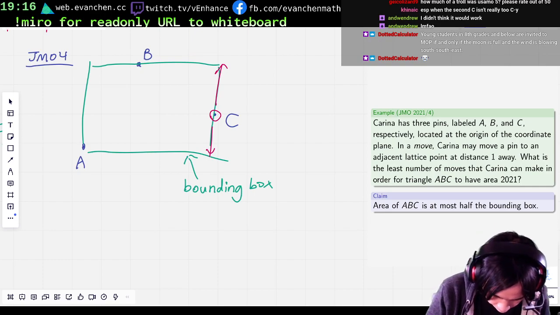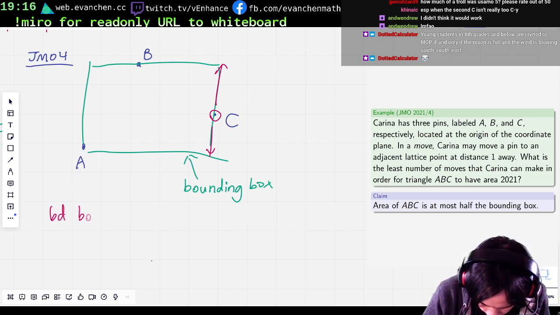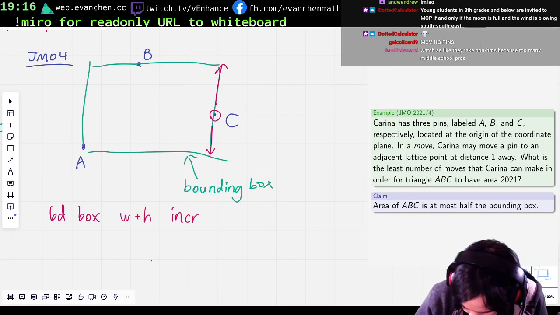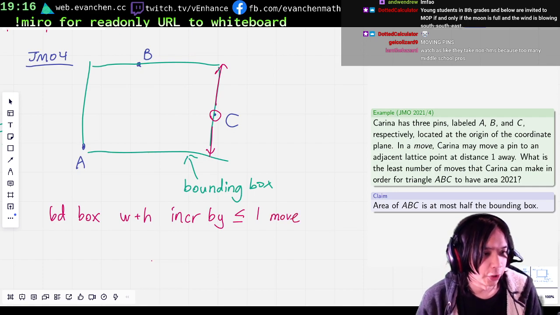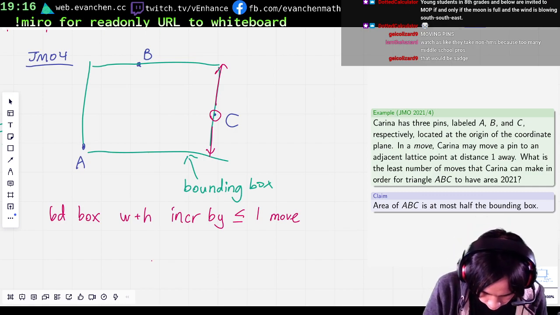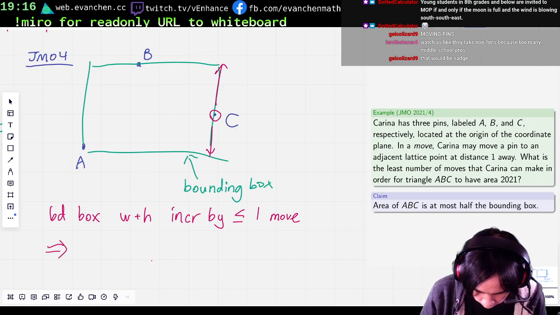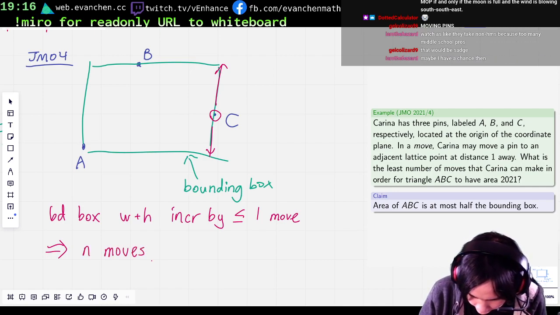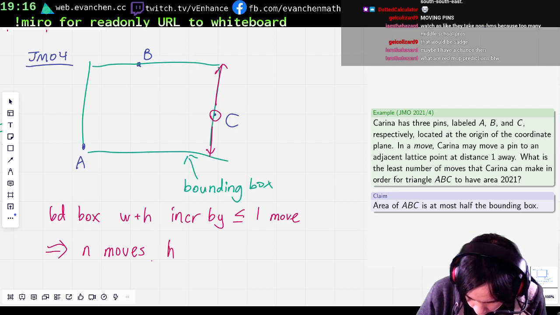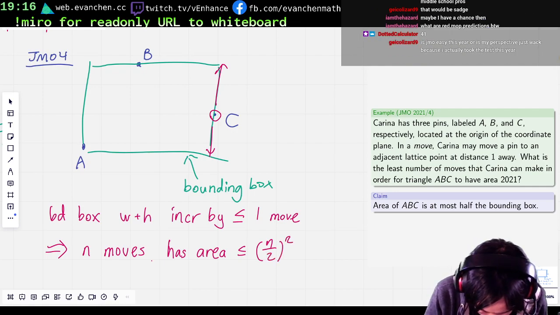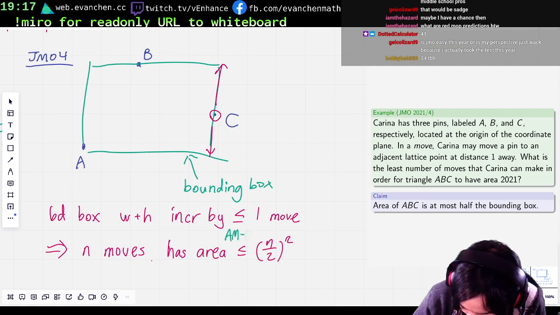On the other hand, the bounding box's width plus height increases by at most 1 per move. So every time you make a move, the bounding box might not change, but if it does change, it increases by at most 1. So therefore, if you make n moves, your total area is at most (n/2) squared by AM-GM, because the width plus height will be at most n.